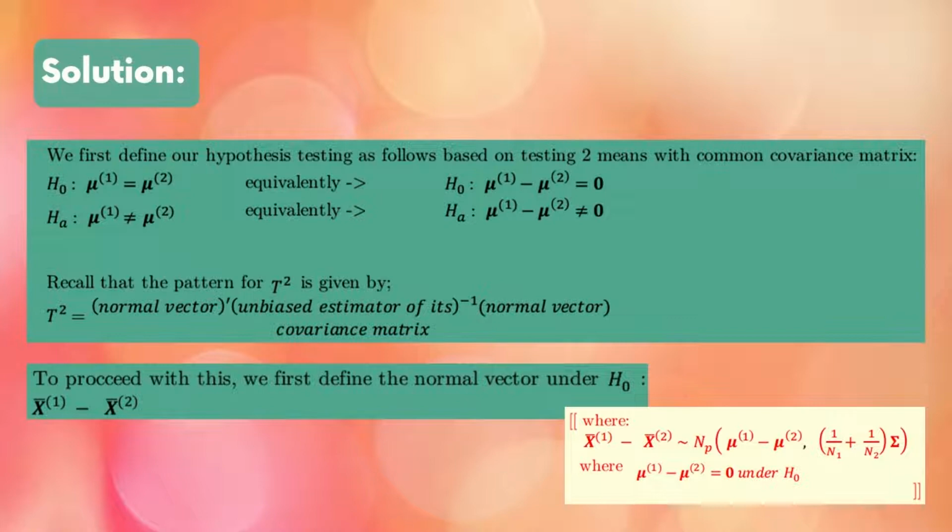So to proceed with this, we first define the normal vector under H0 to be x̄1 minus x̄2, where the distribution of x̄1 minus x̄2 is a multivariate normal distribution with mean mu1 minus mu2 and covariance (1 over n1 plus 1 over n2) sigma, where mu1 minus mu2 is equal to 0 under H0.